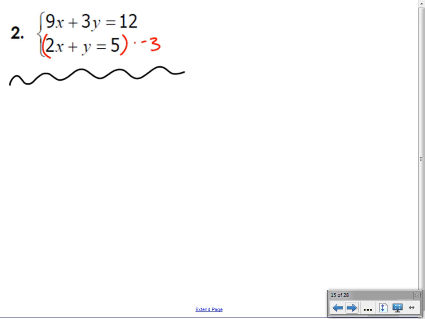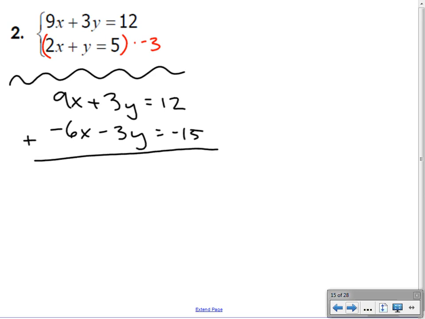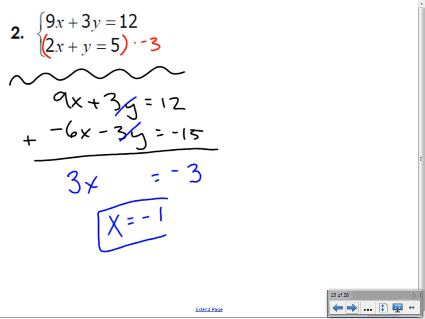So let's rewrite the system. The top equation is not changing. The bottom equation is getting multiplied by negative 3. And since we have the opposite signs on y, we're going to add our two equations to cancel. So 9x plus negative 6x makes 3x. The y's cancel. And then 12 plus negative 15 is negative 3. So we divide by 3 and find that x is equal to negative 1.